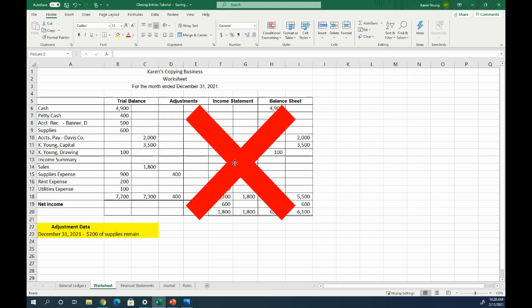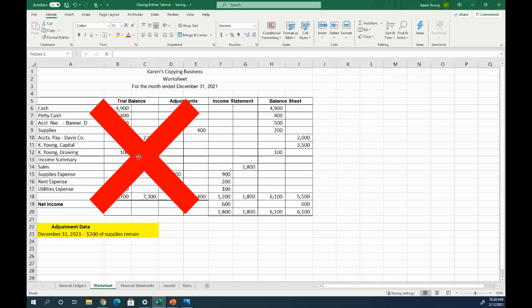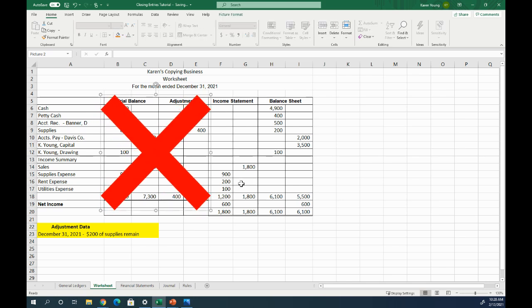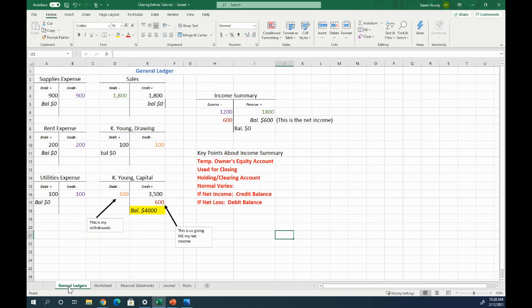If I peek behind the X, it happens to be the same, but it's usually not. It's not going to be the same number. Usually our supplies expense is sitting at 0, okay? So make sure that you don't even look at trial balance and adjustment. When you prepare closing entries, you're going to look only at these amounts right here, okay?